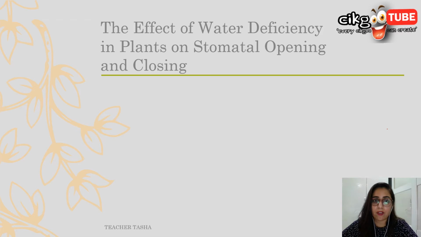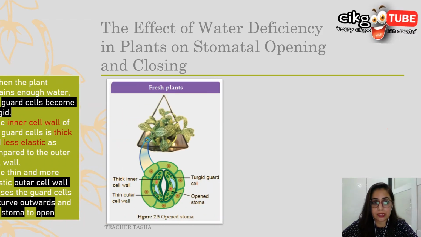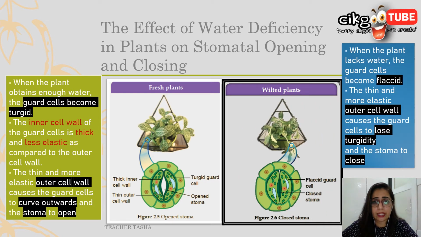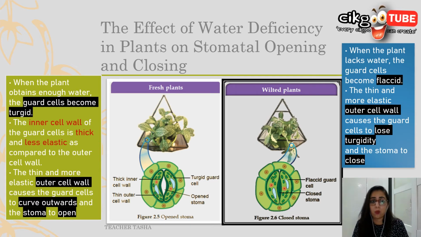Okay, now the effect of water deficiency in plants on stomatal opening and also closing. Here we know that water from the plant is lost in the form of water vapor to the surroundings through stomata. Now when stomata open widely, the rate of water loss from the plant is high. So the opening and the closing of the stoma is dependent on the turgor pressure of the guard cells, whether the pressure is high or the pressure is low. So the guard cells will either be turgid or will be flaccid.